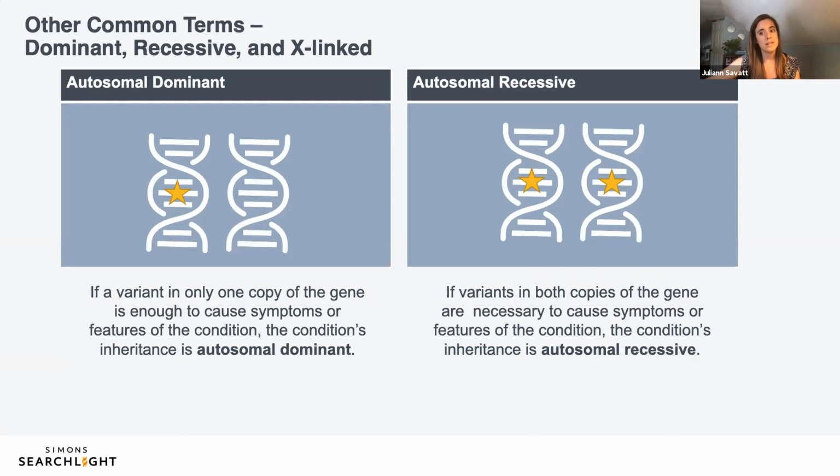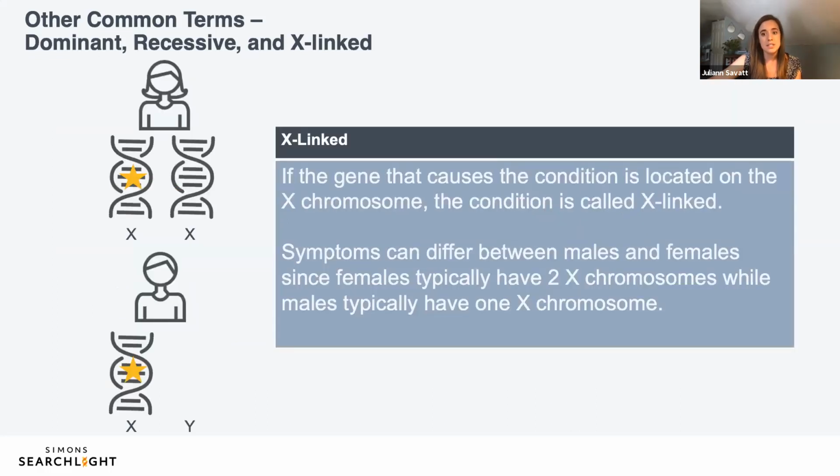Autosomal dominant and autosomal recessive are used to describe conditions caused by changes in genes that are on those first 22 pairs of chromosomes. Conditions that are caused by having a pathogenic variant in 1 copy of the gene are called autosomal dominant. If you need to have a pathogenic variant in both copies of the gene, this is called autosomal recessive. Conditions caused by pathogenic variants in a gene on the X chromosome are called X-linked. Symptoms can differ between males and females because females typically have 2 copies of this gene, while males typically just have 1 copy. They only have that 1 X.